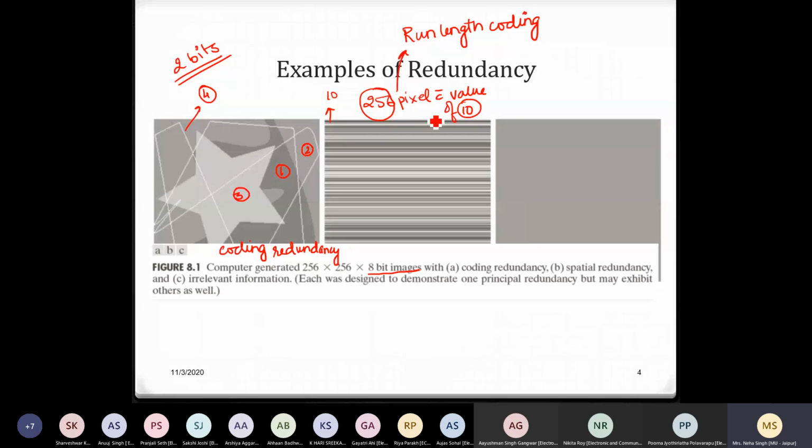So run length coding is very useful when we have this repeated information in the image. This is referred to as spatial redundancy, the repeated things. And we call it temporal redundancy because over time the things get repeated. Over the pixels the thing is repeated. The third image here shows you the third type of redundancy, that is psychovisual redundancy.